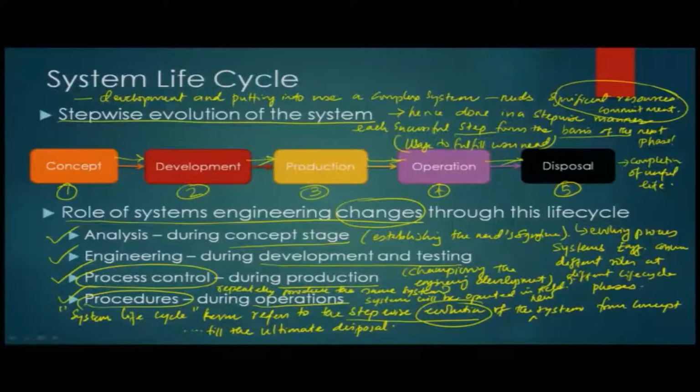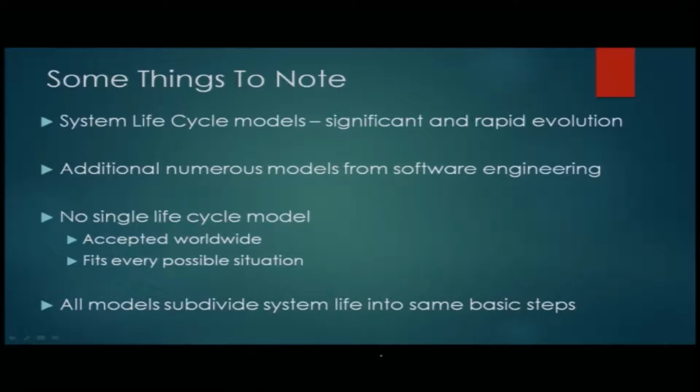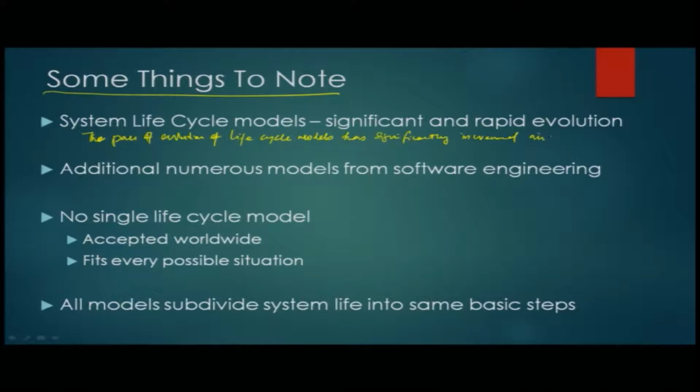So, as the system goes through different life cycle phases, the role of systems engineering also changes, because at different phases the system is evolving. Some of the things we need to note: it all sounds easy, but it's not, purely because of some specific aspects. The system life cycle models have seen significant and rapid evolution. The pace of evolution of life cycle models has significantly increased in the recent past.